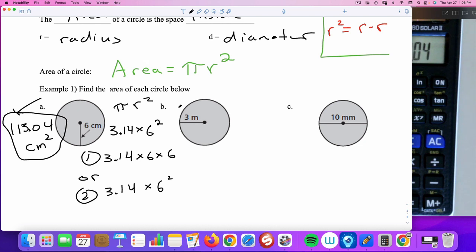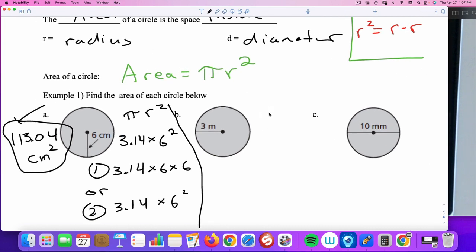Okay, those are your 2 options to enter with the calculator. In the next 3 examples, you choose if you like the squared button or if you like the times 6 method. For number B, you're going to write the formula again. Pi r squared. Pi r squared is your formula. You're going to write 3.14 times 3 times 3, or 3.14 times 3 squared.